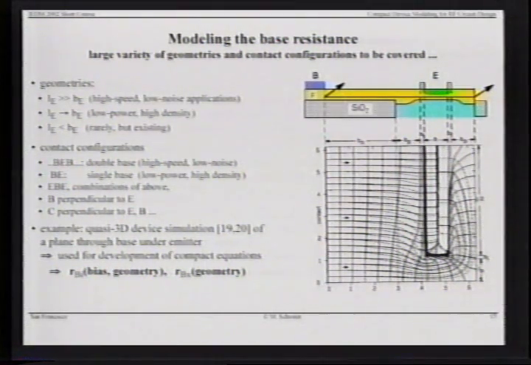highly three-dimensional effect, and that has to be captured and covered, and actually is covered by very compact equations for modeling the base resistance as a function of emitter length and width and aspect ratios, basically, as a function of the contact configurations. There can be many different contact configurations in the bipolar transistor, and as I said, there are accurate equations to do this.